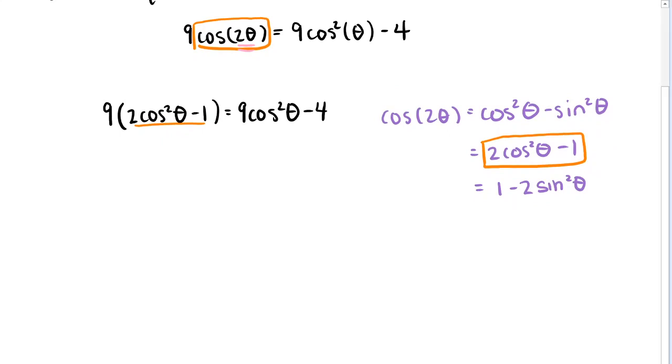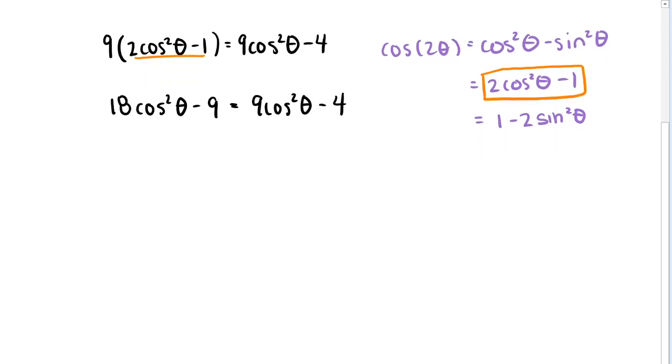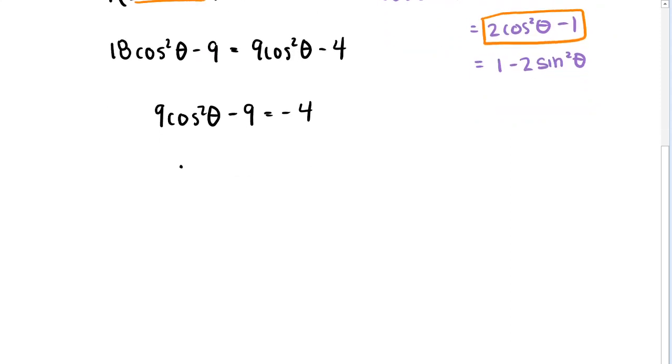Now if I distribute this 9, we get 18 cosine squared of theta minus 9 is equal to 9 cosine squared of theta minus 4. And we can try to get that cosine squared of theta onto one side. Subtracting 9 cosine squared from both sides gives us 9 cosine squared of theta minus 9 is equal to negative 4. And if we add 9 to both sides, we get 9 cosine squared of theta is equal to 5.